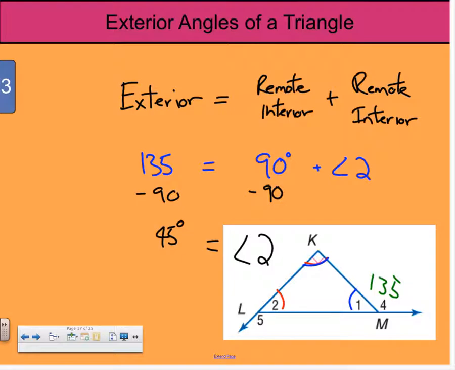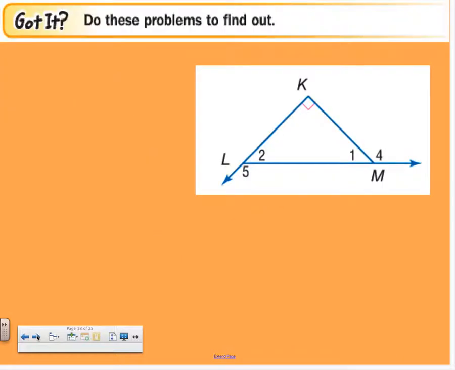So you're presented with two different ways to solve that problem. Either use the fact that a straight line is 180 degrees and know that angle 4 and angle 1 together should equal 180 and then solve from there, or attempt to use this interesting new equation which says an exterior angle is equal to the sum of the two remote interior angles. All right. Do your very best to solve these problems in the Got It. I think it's on the next page. Go ahead and do that by yourself.